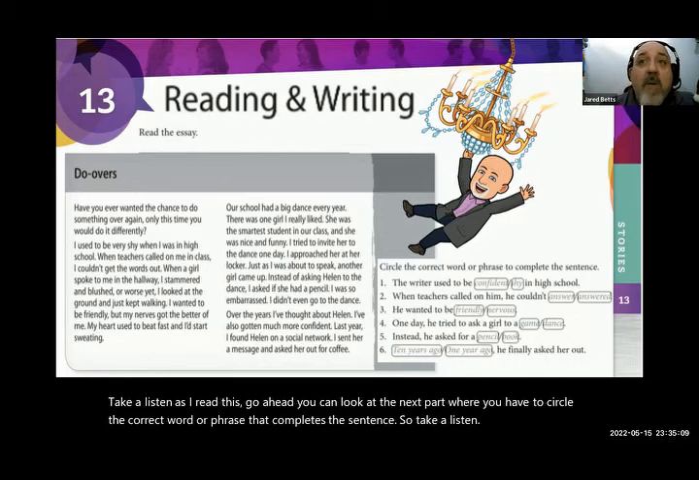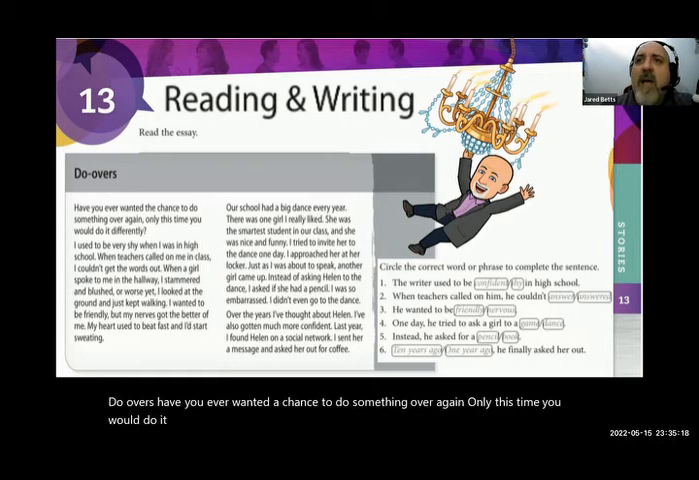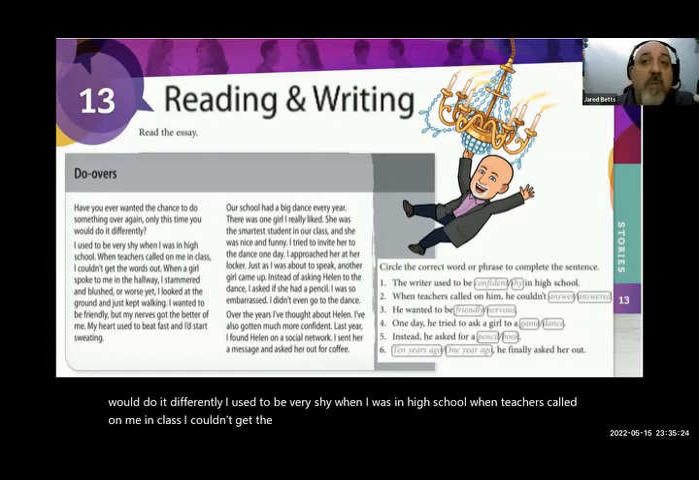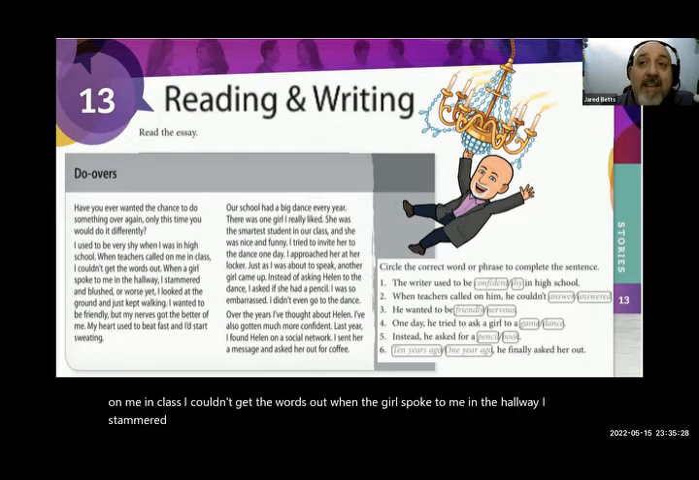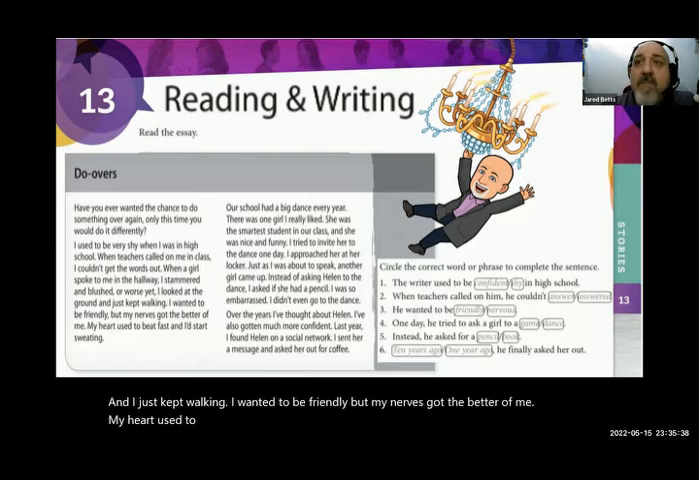Do-overs. Have you ever wanted a chance to do something over again? Only this time you would do it differently. I used to be very shy when I was in high school. When teachers called on me in class, I couldn't get the words out. When a girl spoke to me in the hallway, I stammered and blushed. Or worse yet, I looked at the ground. And I just kept walking. I wanted to be friendly, but my nerves got the better of me. My heart used to beat fast, and I'd start sweating.